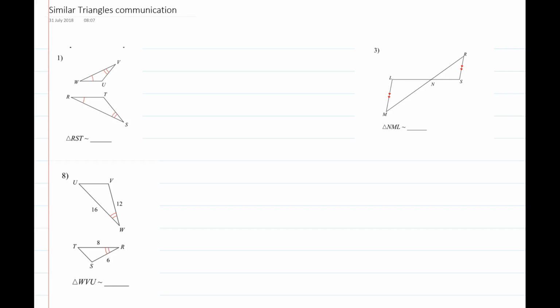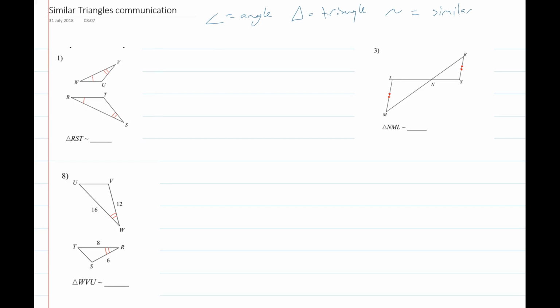Okay, we're gathered here today to look at communication when we're talking about similar triangles. So far we've looked at what is similarity and testing for it, but now we're going to focus on how do we communicate that? How do we write it down effectively? So, 3 things we need to know. This symbol means angle. This symbol means triangle. And this symbol means similar.